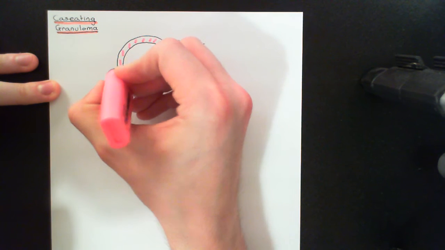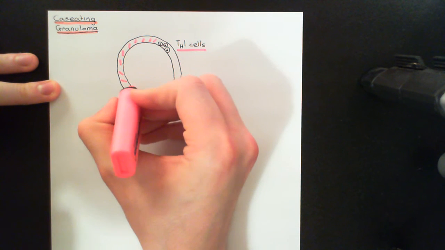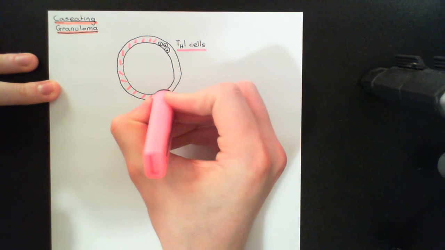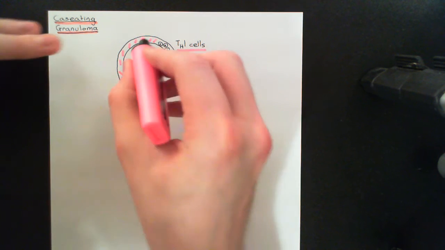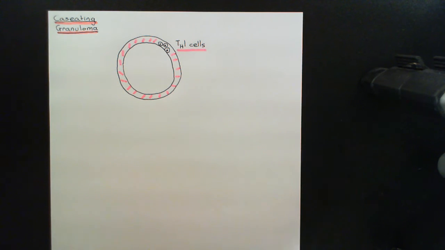Okay, so here are the T helper 1 cells, and I'm not going to completely fill in this layer with little pictures of cells because I haven't got the will, so I'll just colour this layer in pink, but this will be full of T helper 1 cells that are directed against peptide fragments of the antigens of Mycobacterium tuberculosis. So the periphery of a granuloma is made up by these T helper 1 cells.